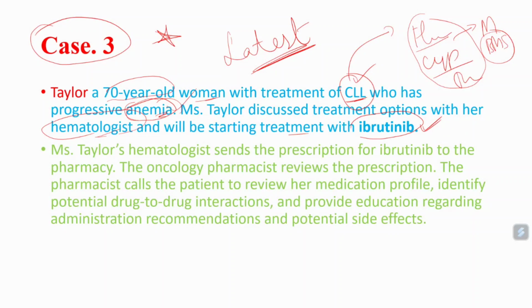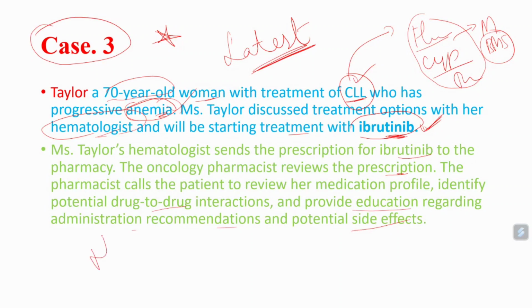So in this case, the doctor suggested ibrutinib. Till now, we have not discussed ibrutinib. Now the physician sends the prescription for ibrutinib to the pharmacist. The oncology pharmacist reviews the prescription and finds ibrutinib. The pharmacist calls the patient to review her medication profile, to identify potential drug-drug interactions, and to provide education regarding the administration, recommendations and potential side effects.